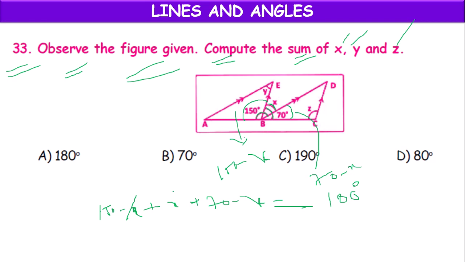So minus x plus x cancel. 150 plus 70, 220. 220 minus x equal to 180 degrees. So minus x will go that side, 180 will come this side. x equal to 220 minus 180, which is equal to 40 degrees. x value, we will get 40 degrees.